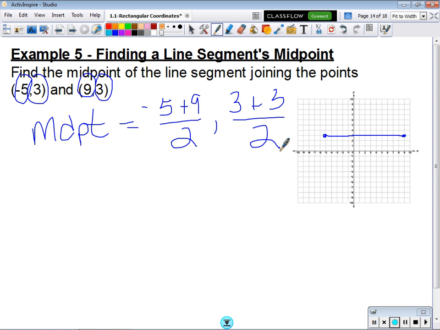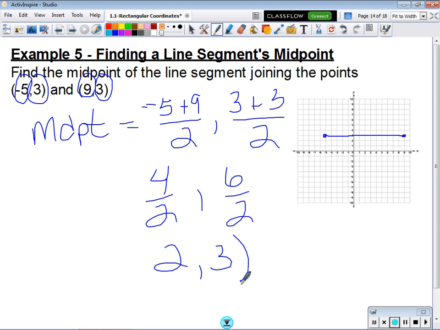When I go to work this out, negative 5 plus 9 is 4, so this would be 4 over 2, comma 3 plus 3 is 6, so this would be 6 over 2, and when I simplify that, this is just going to be 2 comma 3. So that is the coordinates of the midpoint that joins these 2 points together.